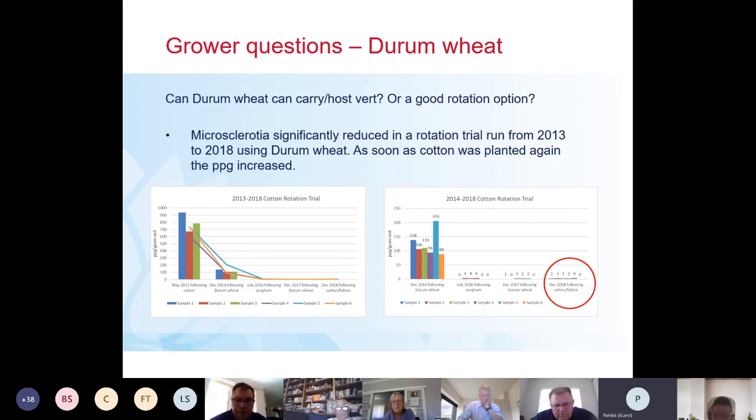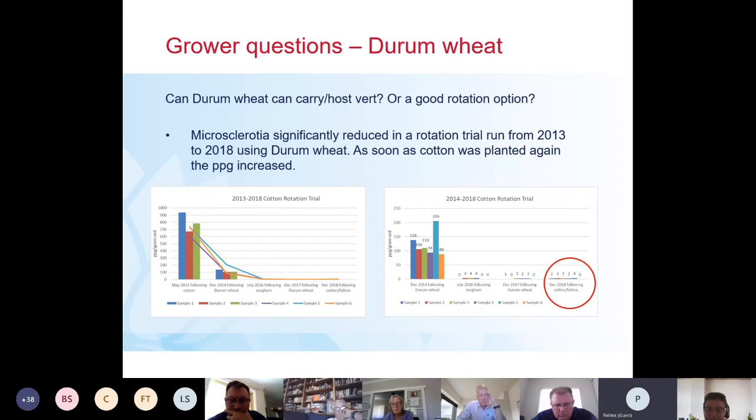So after 2017, if you jump to the graph on the right hand side, I've reduced the bar graph on the left hand side, the measurement, so you can see that after sorghum we had much less microsclerotia in the soil. Again, following durum wheat, it decreased again. And then following cotton, it started to increase again.